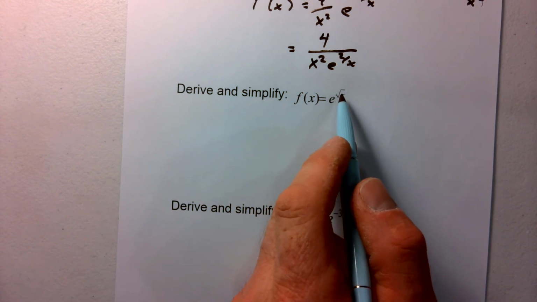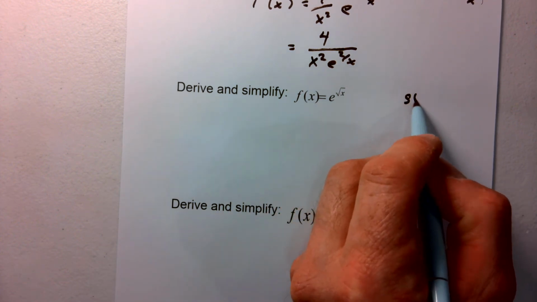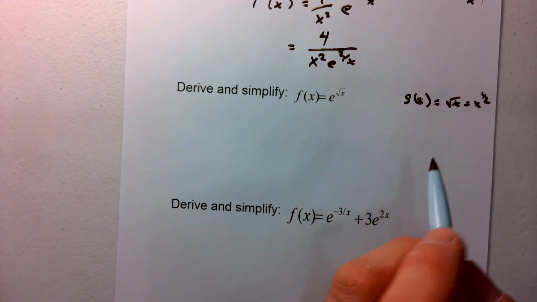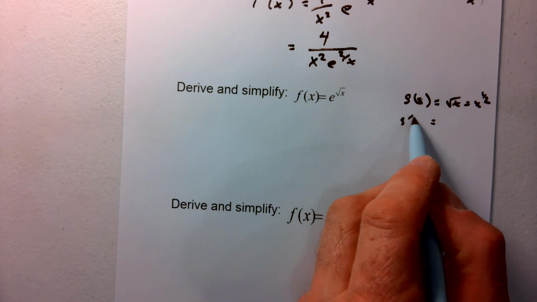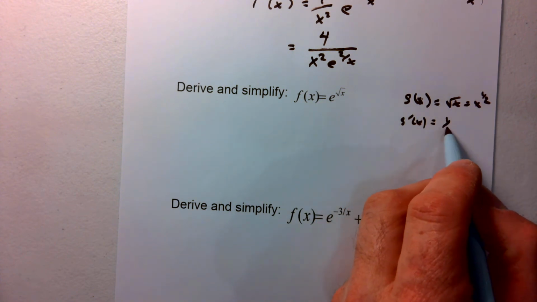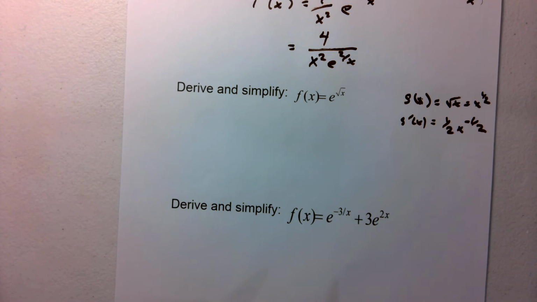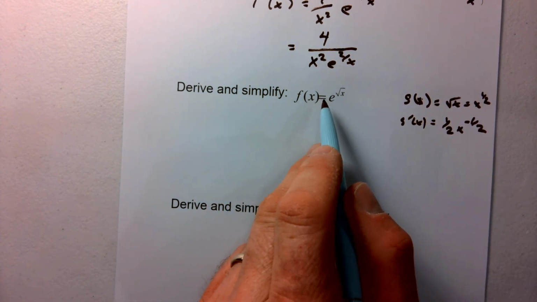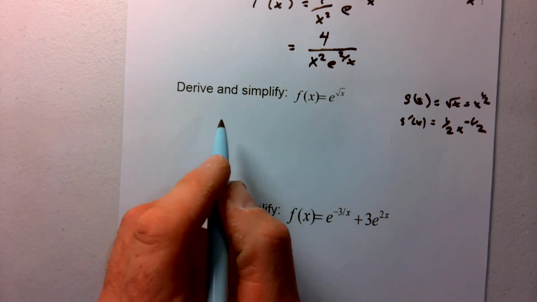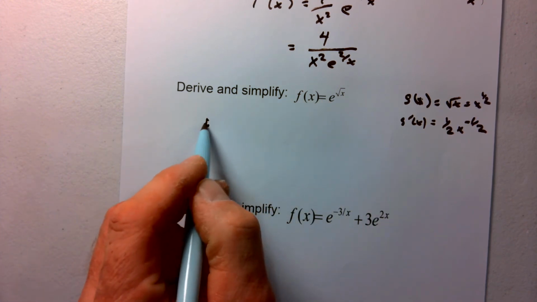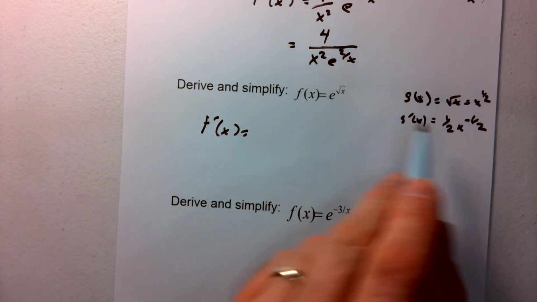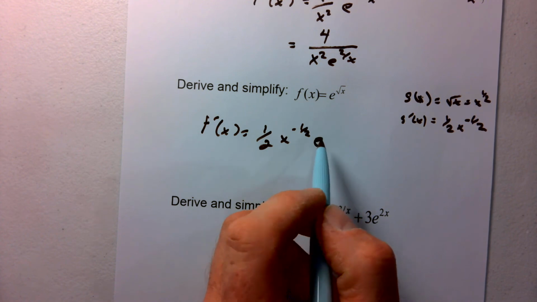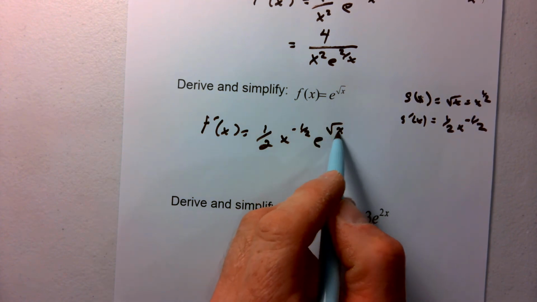Here we have e to the radical x. Again, I'm going to come off to the side and let g of x equal that square root of x, which again is x to the 1/2. My derivative of that exponent is going to be 1/2 x to the negative 1/2. So I'm going to multiply that to my numerator, my coefficient of e, which is 1. So f prime of x is going to be that derivative, 1/2 x to the negative 1/2, and then e to that same radical x.